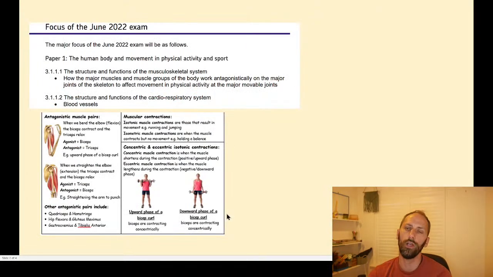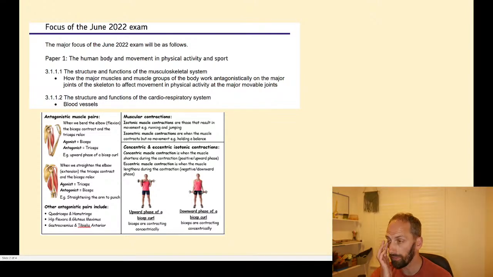So the first thing that we know is that there is going to be a major focus in certain areas. So for this one and the human body, we know that there's going to be something asked about the structure and functions of the musculoskeletal system. So basically how the major movements are going to happen, how muscles and the bones work together, how antagonistic pairs work, how the muscles basically work to pull the skeleton into position, and about the major joints. So what we've got in front of us there is a bit of information that hopefully should be able to assist you in your exam.